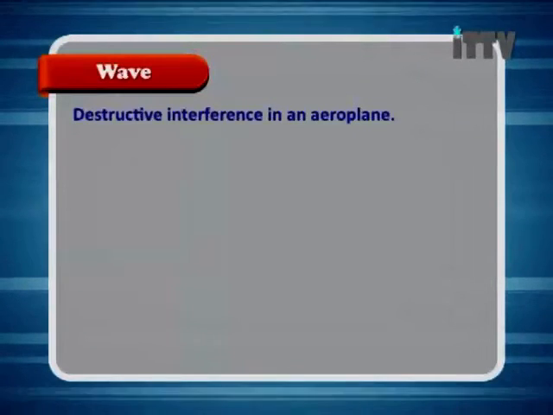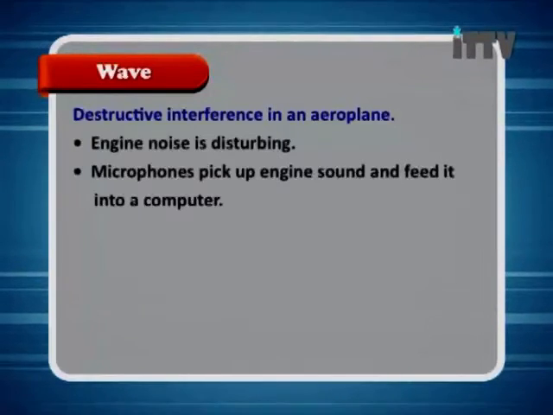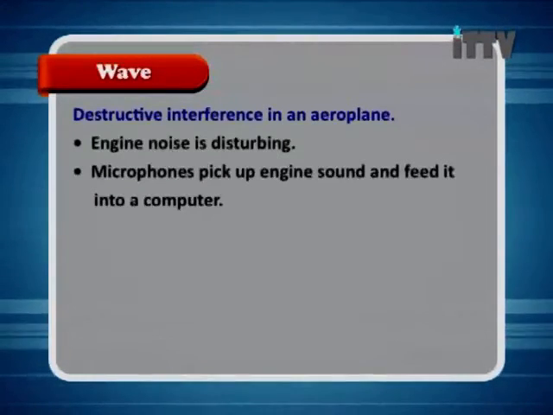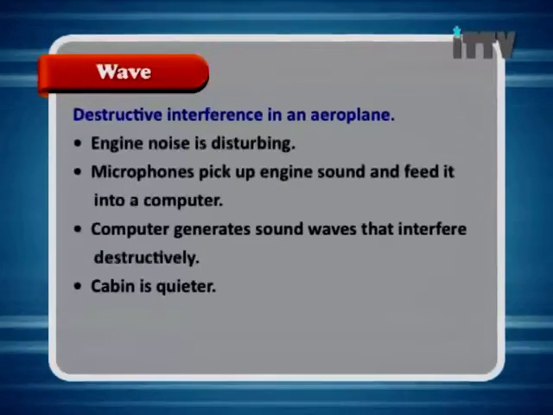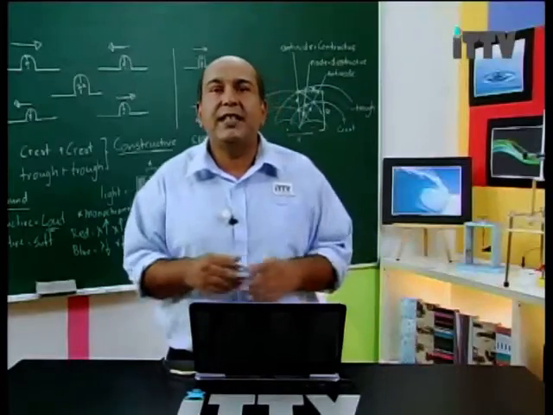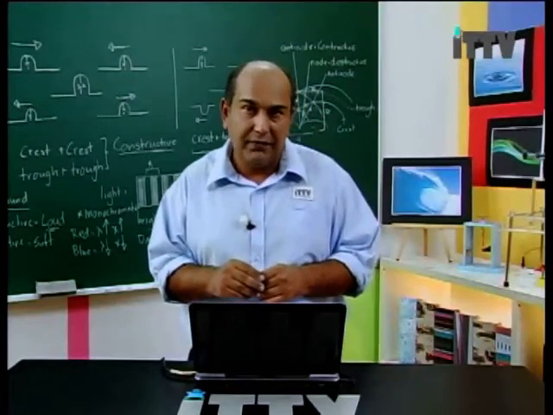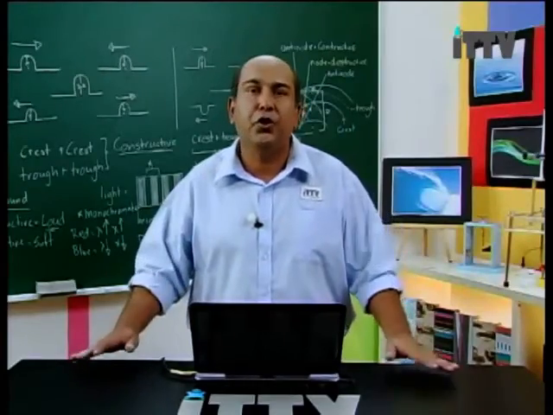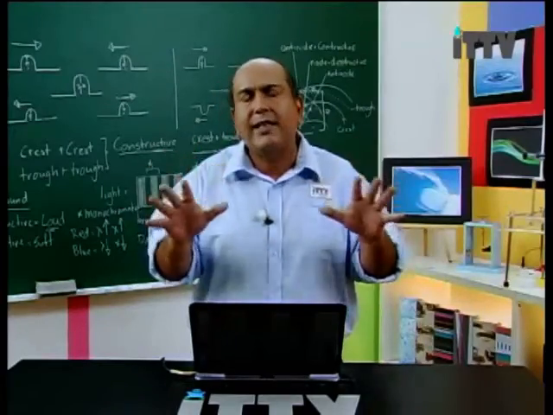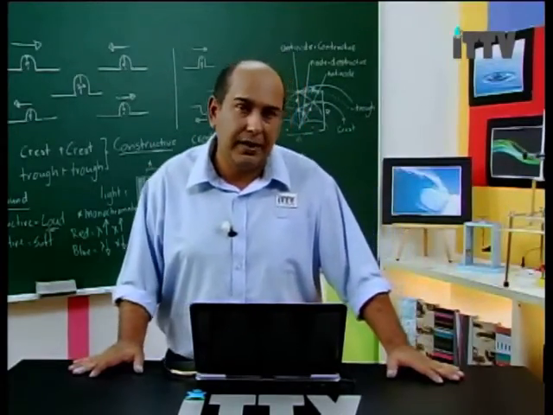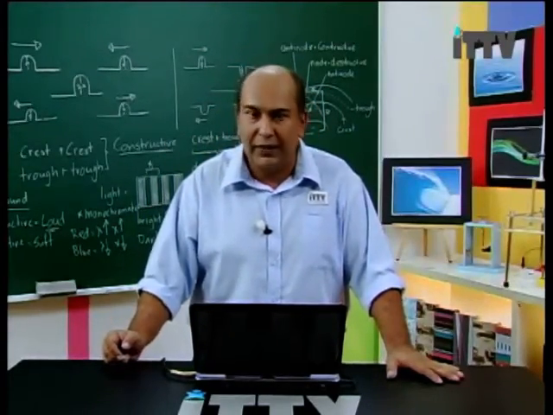Destructive interference in an aeroplane. Engine noise is disturbing. Microphones pick up engine sound and feed it into a computer. Computer generates sound waves that interfere destructively. The cabin is quieter. So this is an example of using constructive or destructive interference in our daily life. Here we are trying to reduce engine noise in the cabin by creating destructive interference in the cabin by using a computer to generate a sound wave that is out of phase.